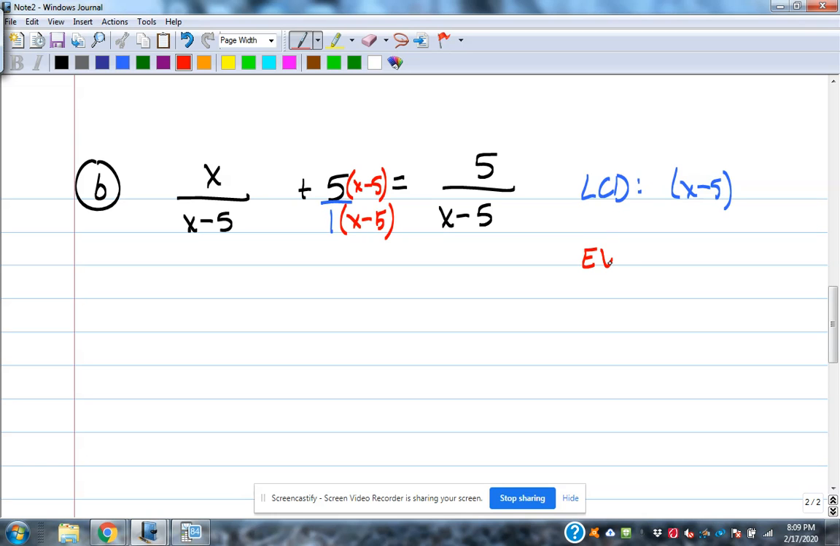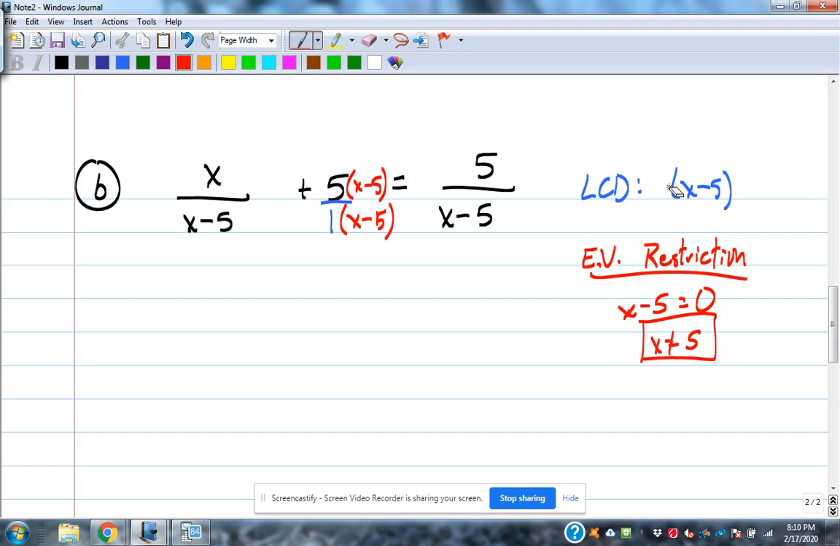I need to find my excluded values or my restrictions. Remember, it could be worded either way, by just setting the common denominator equal to 0. X can't be 5. When we get an answer, if we get x equals 5, we throw it out, because it cannot be the answer. If it were, this would give us 5 minus 5, which is 0. The only number on the planet that we cannot divide by is 0. You cannot break a candy bar into 0 pieces.